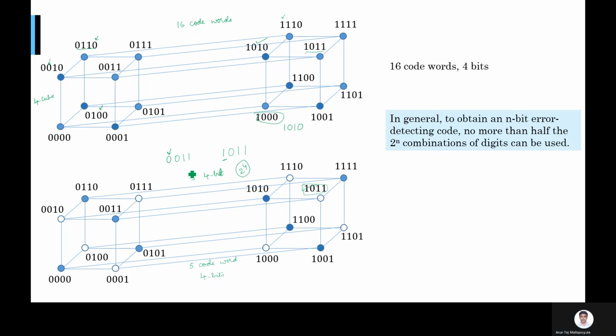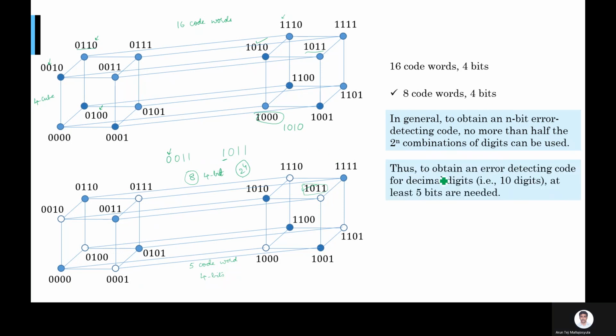At most you can use 8 per 4 bits. So that is half. So basically, no more than half of 2 power n combinations of digits can be used to get an error detecting code, a single error detecting code. Here it is 8 code words and 4 bits, so that is fine.